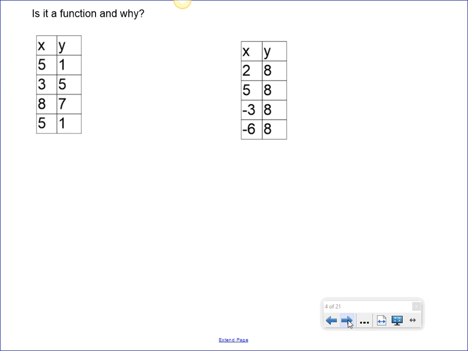If we look at the next one, and want to know is it a function or not, we've got 5 with a 1, a 3 with a 5, an 8 with a 7, a 5 with a 1. So the first thing you're thinking is this: we've got a 5 showing up twice. That's not good. That girl is cheating. However, this is like saying the girl was seen with a 1, and then later on was seen with the same 1 again. So this still is a function. The girl is seen with only one guy.